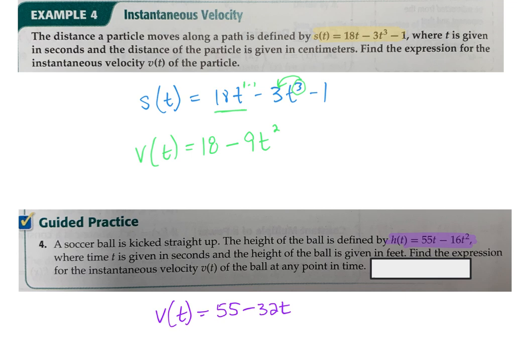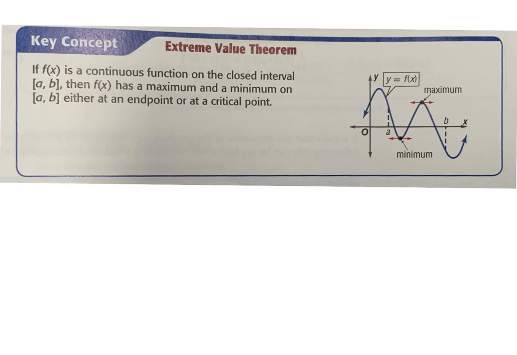And then if they said at 3 seconds, guess what you would do? Plug in a 3. So after 3 seconds in the air, the velocity of that soccer ball is negative. Obviously, it came down before 3 seconds. If they wanted instantaneous velocity at like 1.5 seconds, you'd plug in 1.5 into the time. Wow, it's a negative. All right. We talked about this a little bit. We're going to go into this in a little more detail.